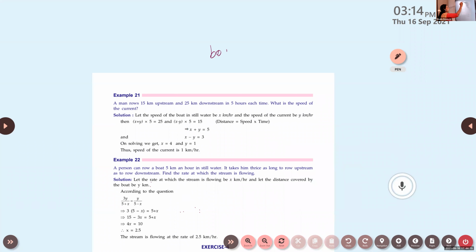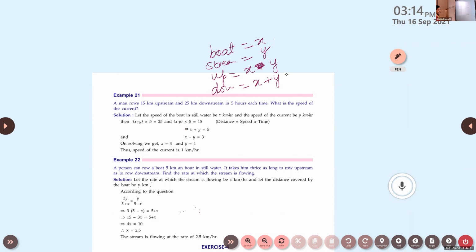We take the speed of the boat as x, isn't it? And the speed of the stream as y. So what will be the upstream speed? Upstream speed is x minus y. And what about the downstream speed? It is x plus y.